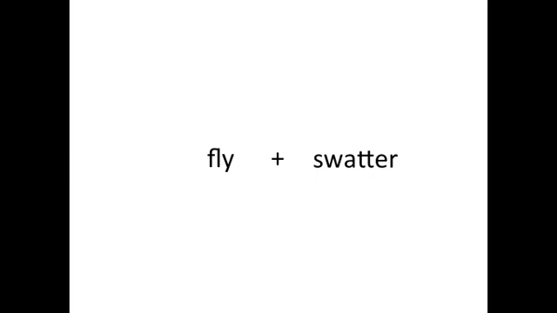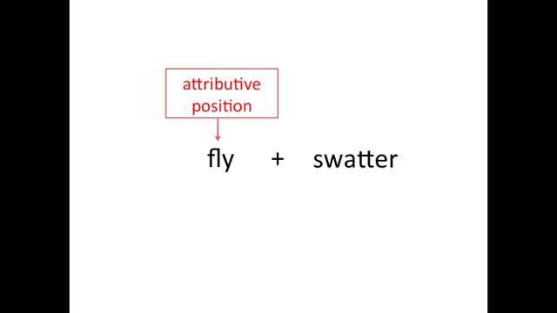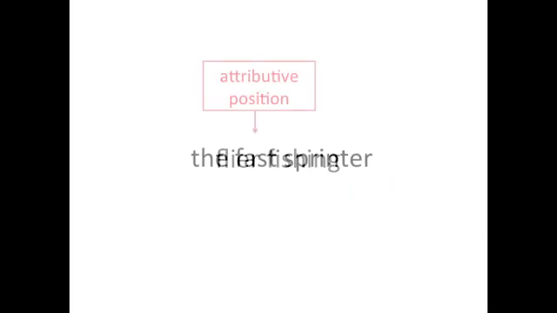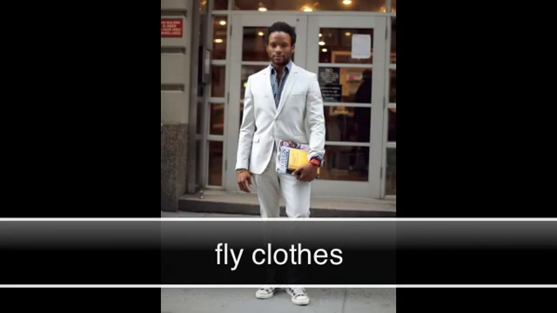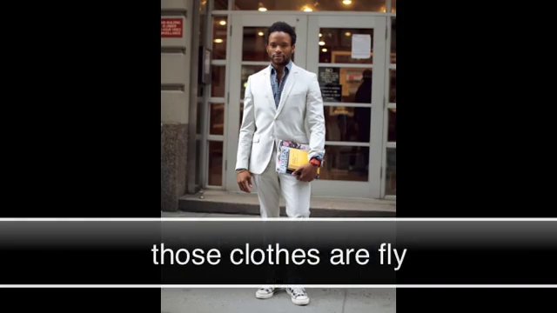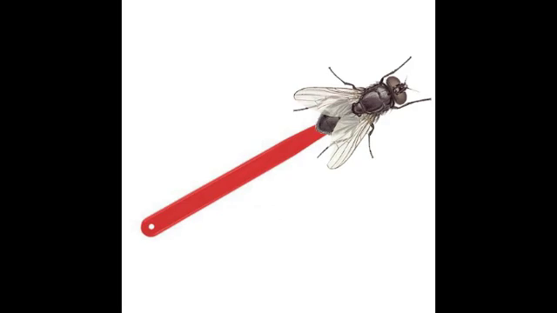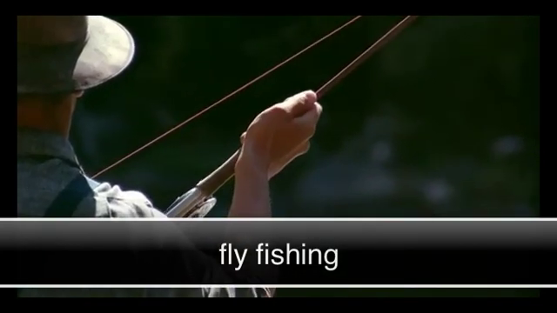Although in these cases fly appears before the noun in attributive position, that doesn't mean that fly is formally an adjective. By form, adjectives have comparative forms. You can have flyer clothes than someone, but you can't have flyer fishing. Also, adjectives can appear in predicative as well as attributive position. In other words, they can come after linking verbs like to be or to appear. So you can have fly clothes, and those clothes can be fly. You can use a fly swatter, but that fly swatter can't be fly. So always be aware of what you're looking for.